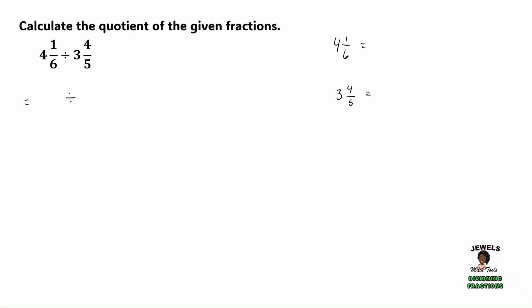So let's begin with our first fraction of 4 and 1/6. So we're going to be converting this into its improper fraction form. And remember, we do that by multiplying 4 by 6 and then adding our numerator.